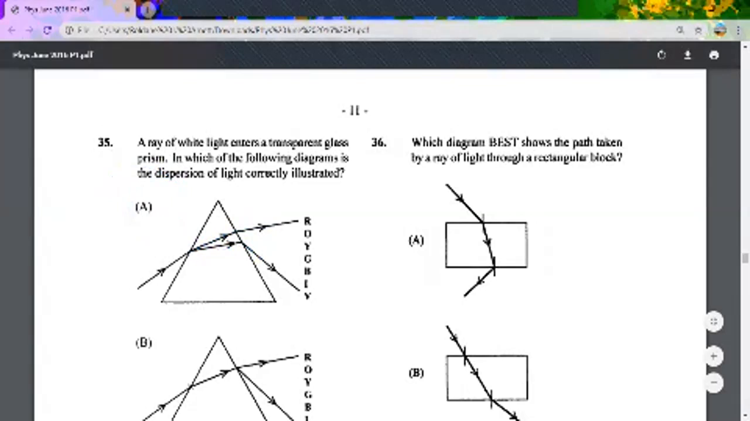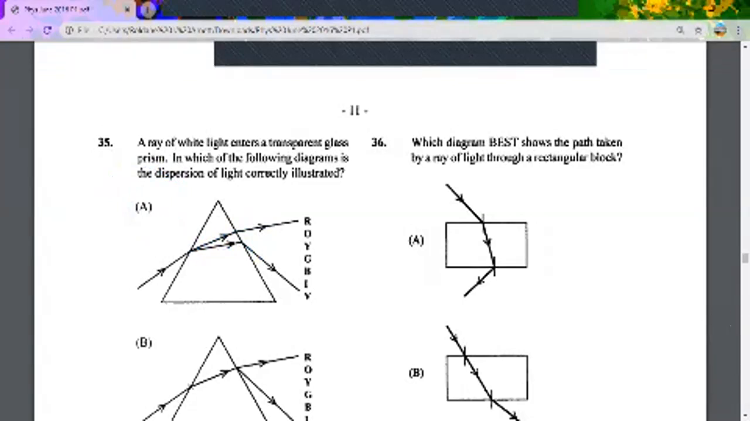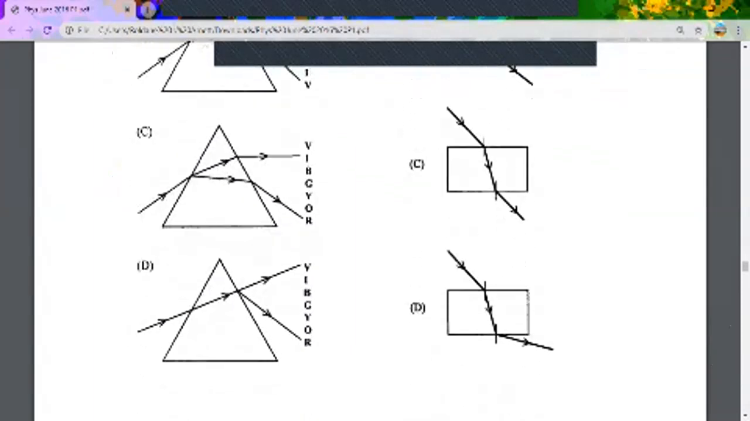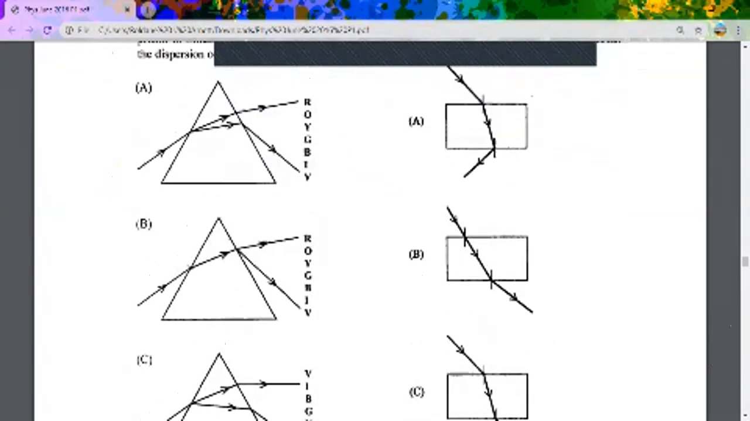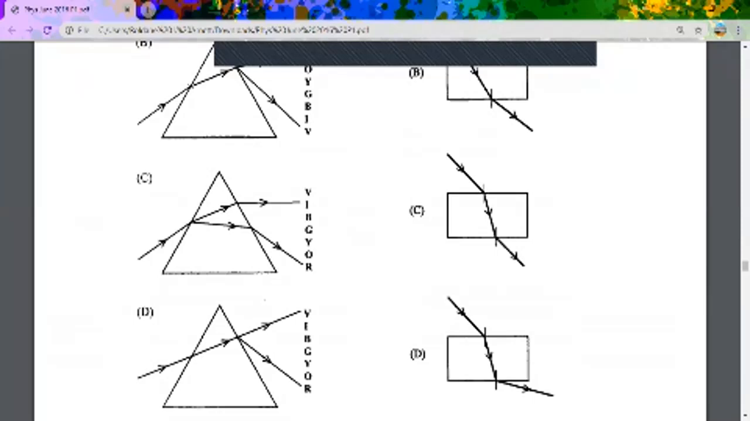Which diagram best shows the path taken by a ray of light through a rectangular block? It wouldn't be A. It would not be C. And it would not be D. So that means, again, it wouldn't be A, no. Certainly wouldn't be B. And it would not be D, it would be C. Reason being, angle upon entrance must be equal to the angle upon exit.